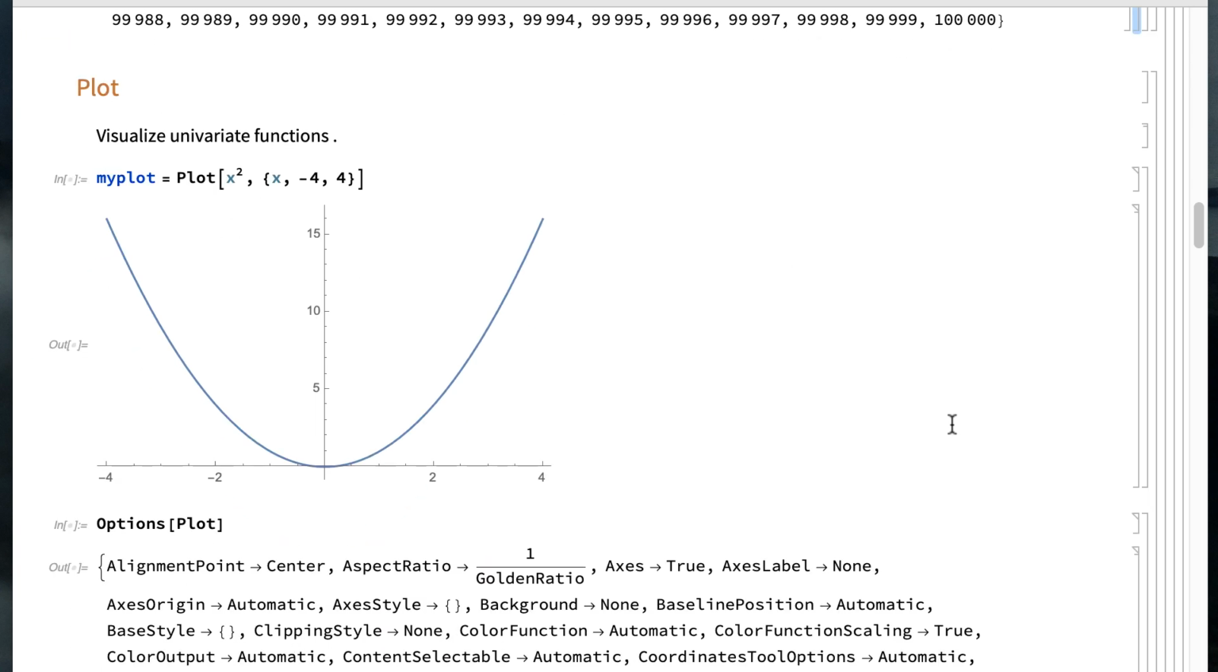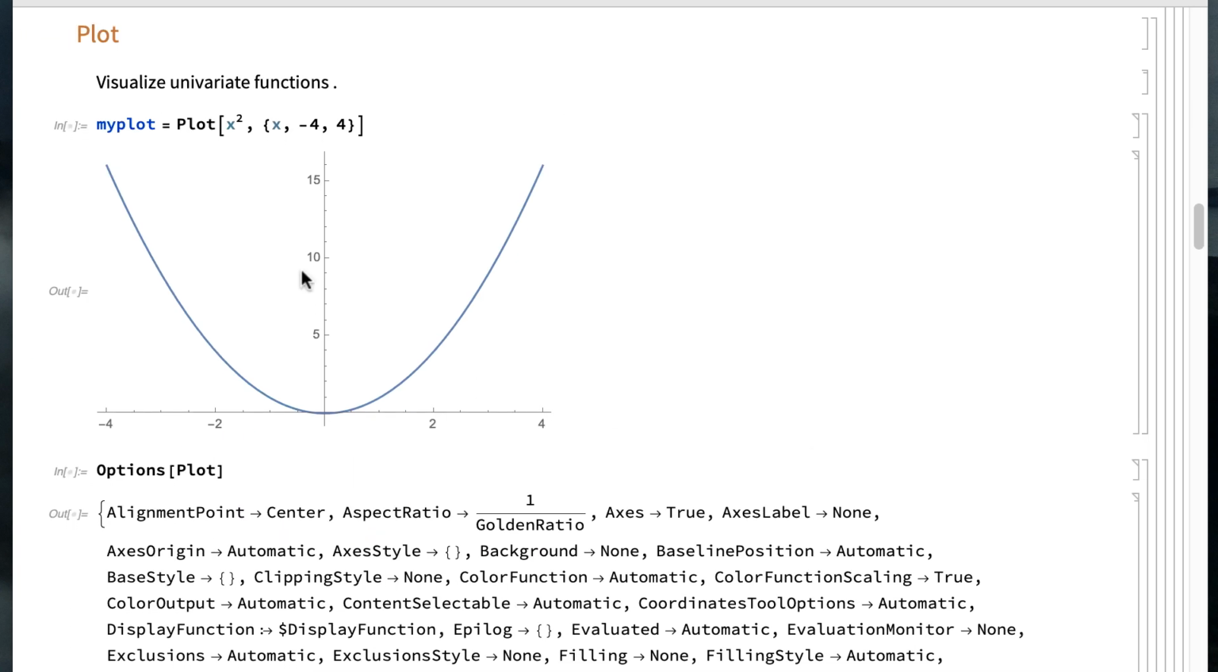Let's look at Plot, one of the fun commands. So Plot lets you plot univariate functions, one variable functions. So here's our expression to plot. Here's the domain over which we want x to go. I'm going to assign this plot a name, which means I can do things with it. And there we go.